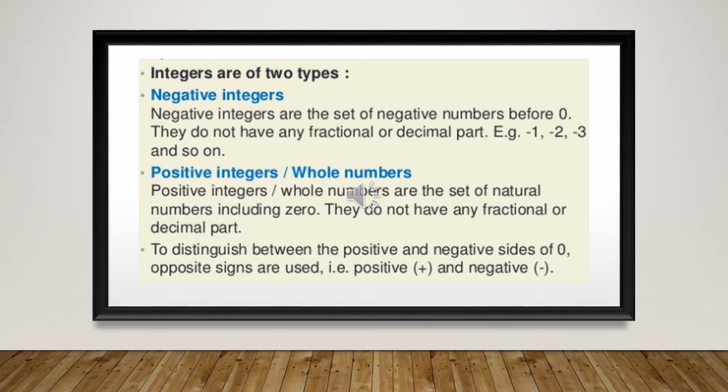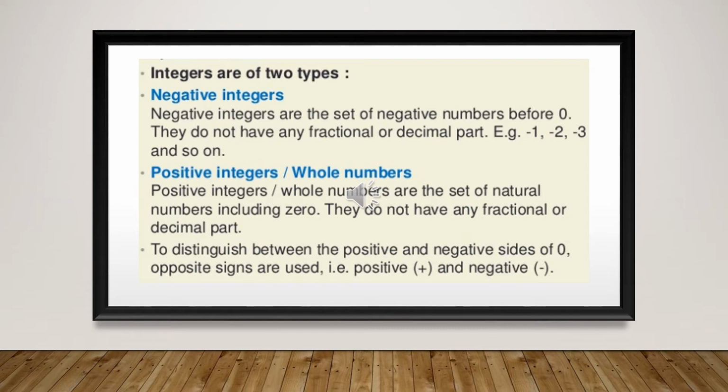Positive integers are the set of the natural numbers including 0. They do not have any fractional part or decimal part. It means that negative integers and positive integers, both of them do not have any decimal part or any fractional part. If we want to distinguish between the positive and the negative sides of 0, opposite signs are used. If the number is positive, we use the plus sign. If the number is negative, we use the minus sign.